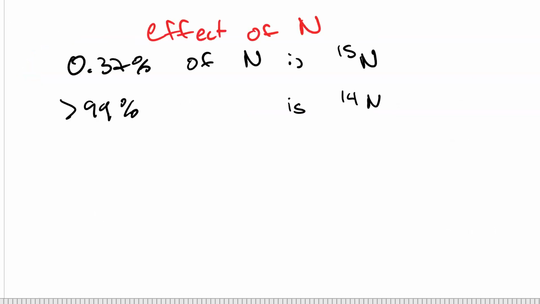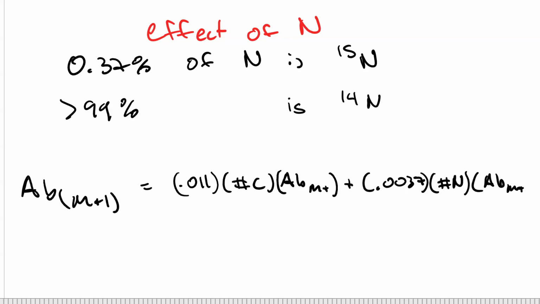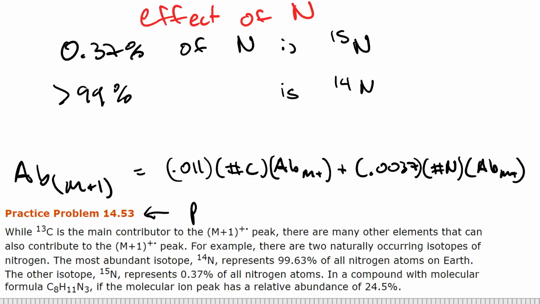Nitrogen can also have an effect on the height of the M+1 peak. 99% of all nitrogen is nitrogen-14, but 0.37% is nitrogen-15. This means the presence of nitrogen can add to the height of your M+1 peak. And so, the abundance of M+1 actually equals 0.011 times the number of carbons times the abundance of the molecular ion peak plus 0.0037 times the number of nitrogens times the abundance of the M+ peak. You will see this illustrated in practice problem 1453 from problem set 4C.